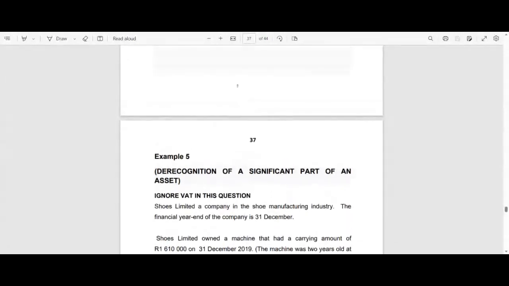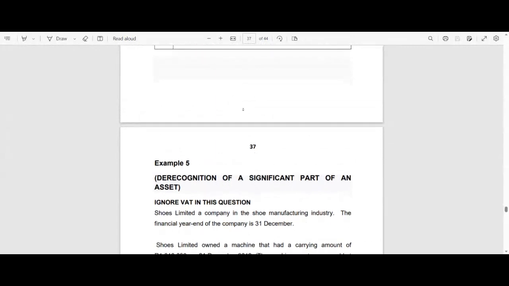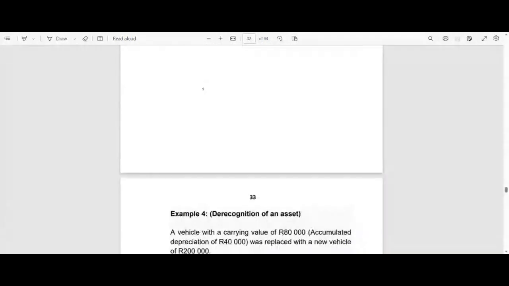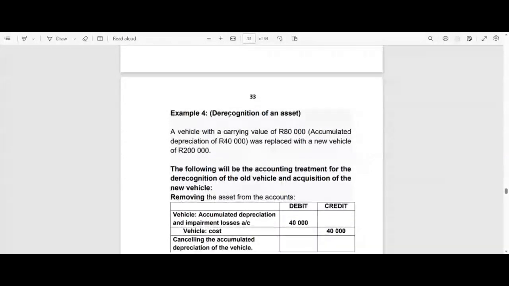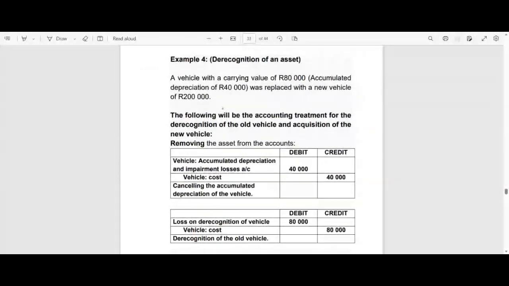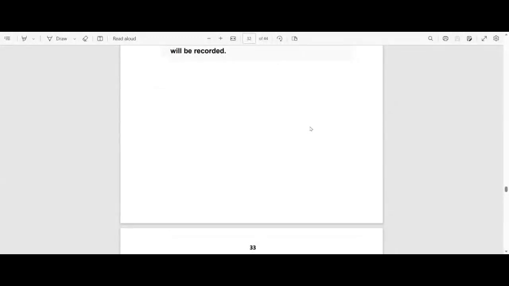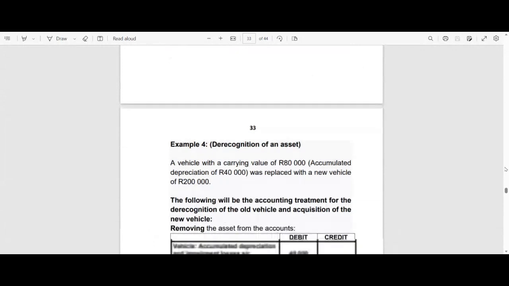When it comes to the replacement of a part, sorry, my system now for some reason has become very slow. There, it speeds up again, but now it's sped up too much. I don't know why it's moving so slow. Let me maybe go to a different page for a change.